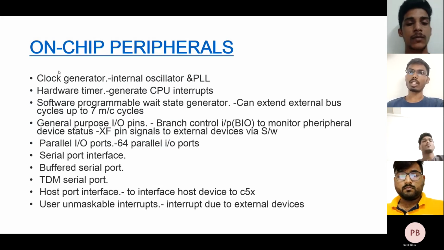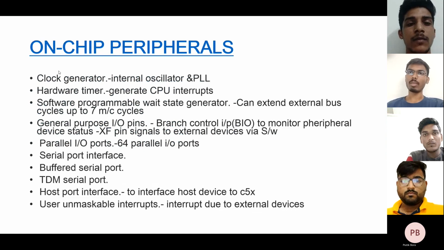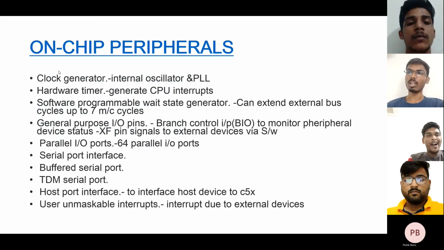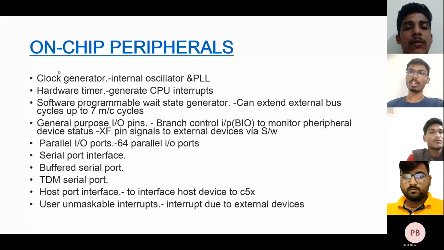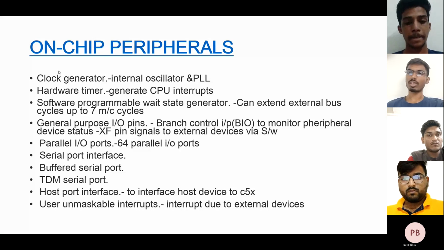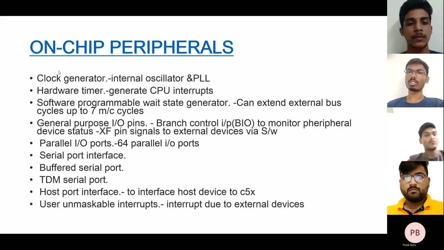On-chip peripherals. It consists of a clock generator, which has an internal oscillator and PLL, and a hardware timer that generates CPU interrupts. A software programmable wait state generator can extend external bus cycles up to 7 cycles. General purpose IO pins: branch control input BIO to monitor peripheral device status, and XF pin to signal an external device via software. Parallel input output ports: there are 64 parallel input output ports.